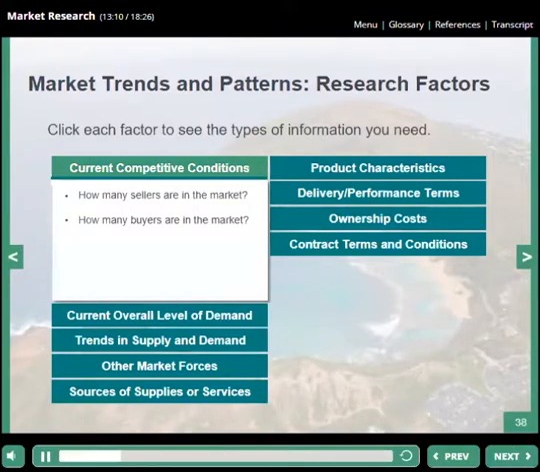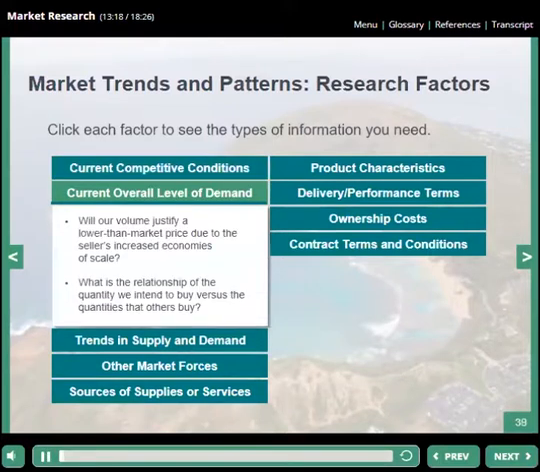When considering current competitive conditions, find out how many sellers are in the market. Then find out how many buyers are in the market for comparison. Sometimes it's helpful to know the overall level of demand for a product or service. This helps identify whether your volume justifies a lower than market price due to the seller's increased economies of scale. It also helps you recognize the relationship between the quantity you intend to buy versus the quantities that others buy.